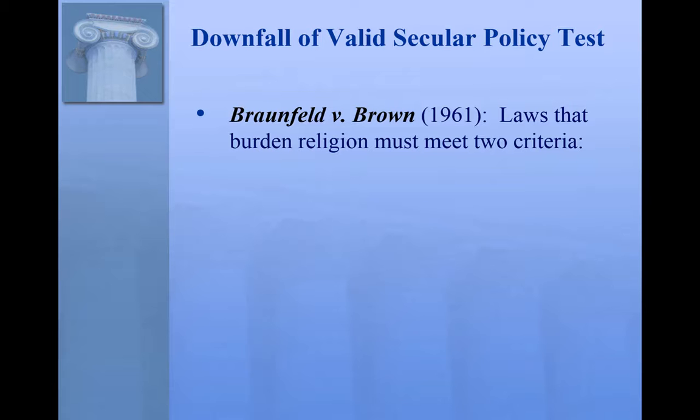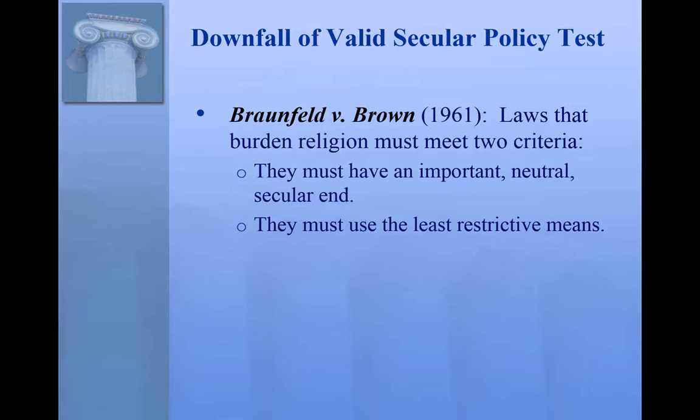So he sued, and the court says that laws that burden religion have to meet two criteria. This is sort of an expansion on the valid secular policy test. First of all, they have to be neutral. They have to have a secular end, a secular purpose. That's the valid secular policy part of it. And secondly, they have to be implemented using the least restrictive means. In other words, they have to be implemented in such a way not to burden the free exercise of individuals more than is necessary to achieve that important neutral secular end.